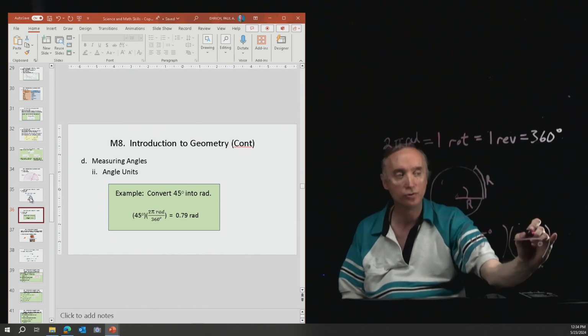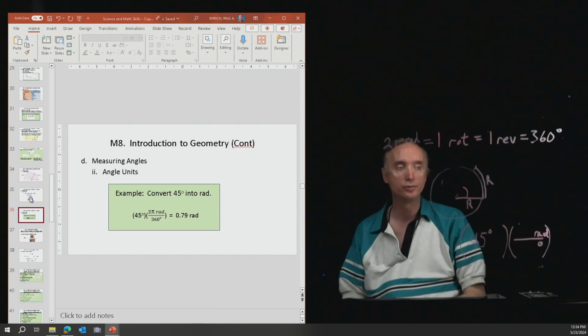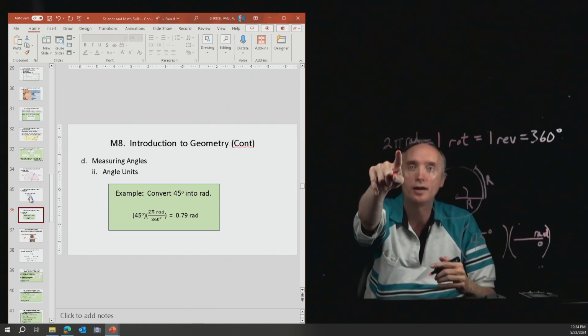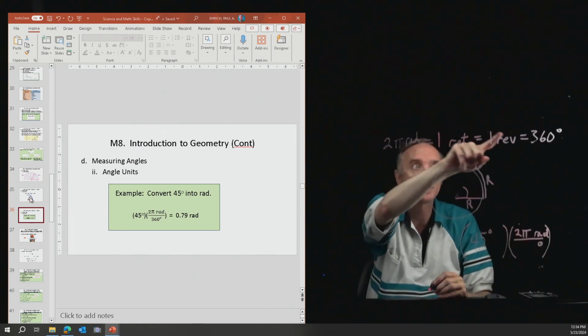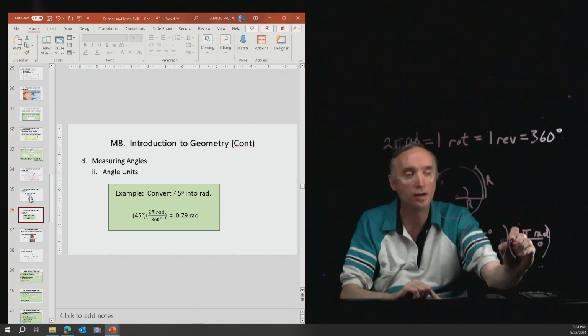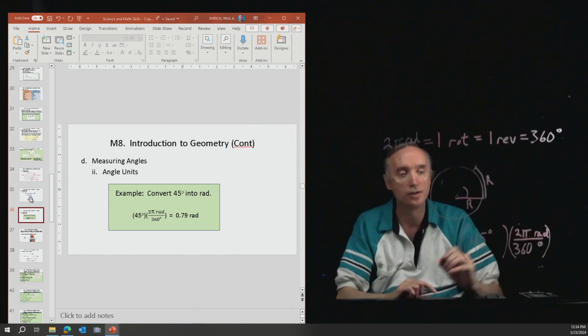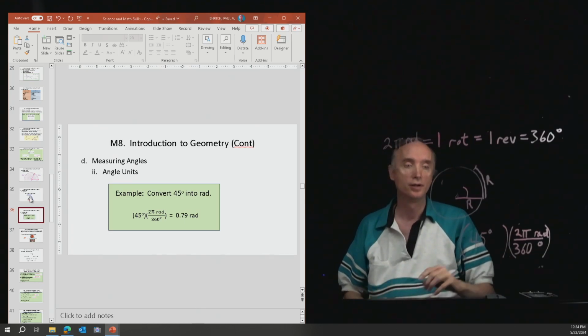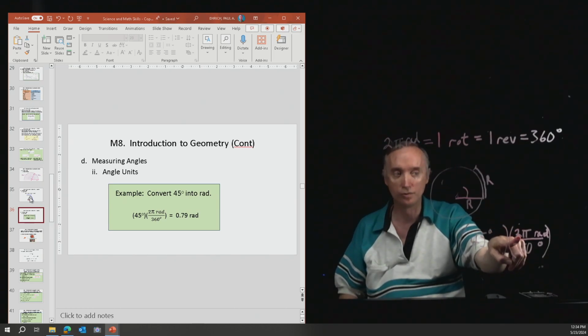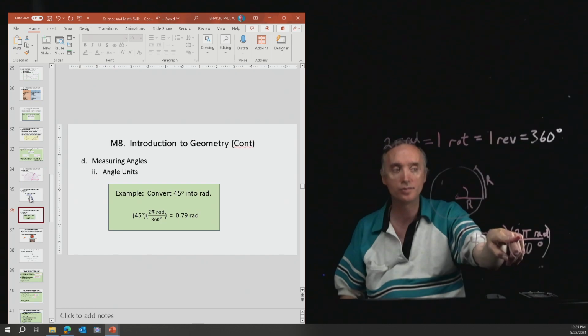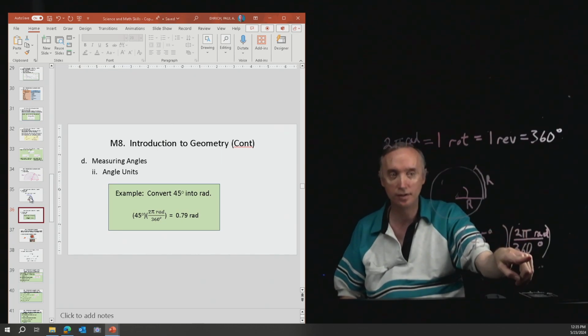And we're trying to go to radians, so we're going to put that on the top. Now, 2 pi is next to the word radian, and next to the word degree is 360. So on our calculator, we're going to take 45 times 2 equals, then times 3.14 equals, and then divide by 360 equals.